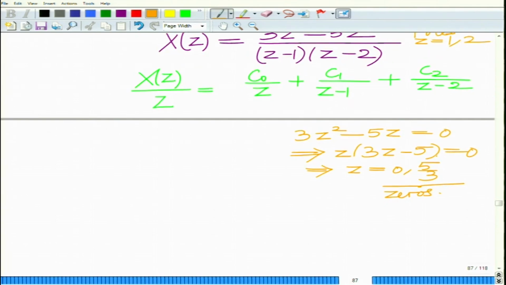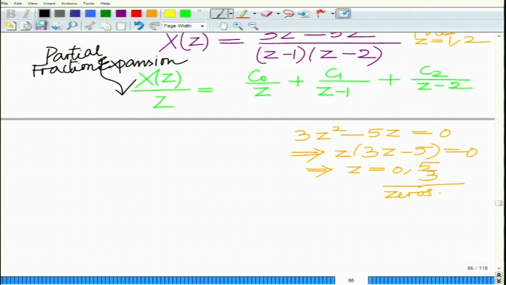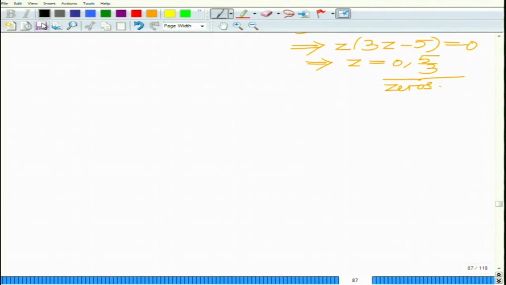Anyway, the zeros are not important for the partial fraction expansion. Remember, the partial fraction expansion depends only on the poles. That is, to look at the structure of these different terms, we need knowledge of the poles. Okay. And so, basically what we are using here is the partial fraction approach. So, this is the partial fraction expansion, and now the various terms can be found as follows.